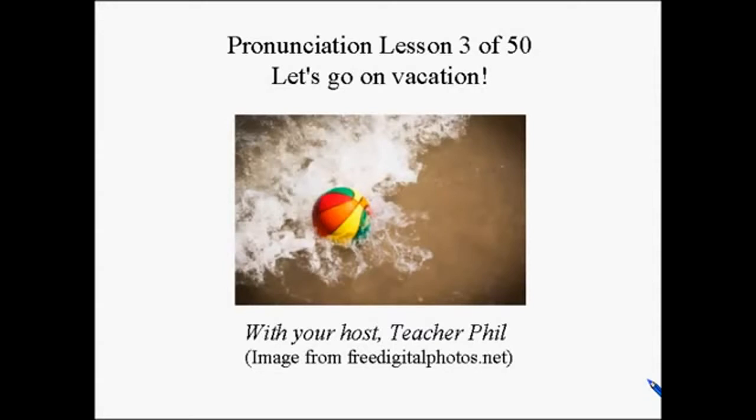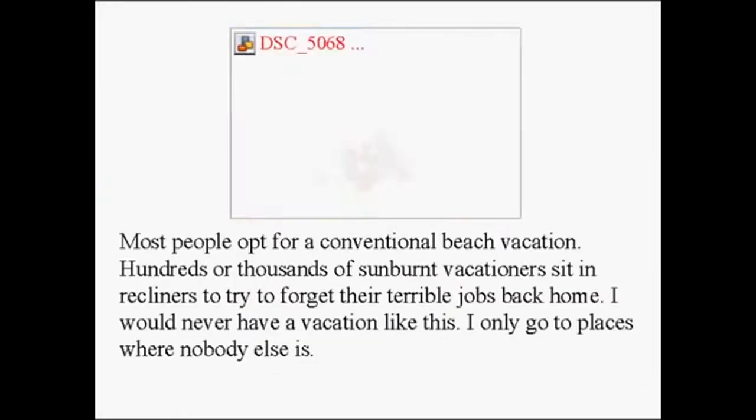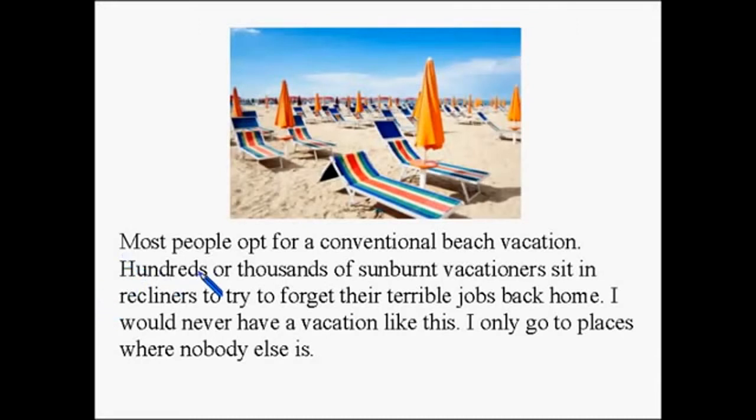Pronunciation lesson 3 of 50. Let's go on vacation. Most people opt for a conventional beach vacation. Hundreds or thousands of sunburnt vacationers sit in recliners to try to forget their terrible jobs back home.